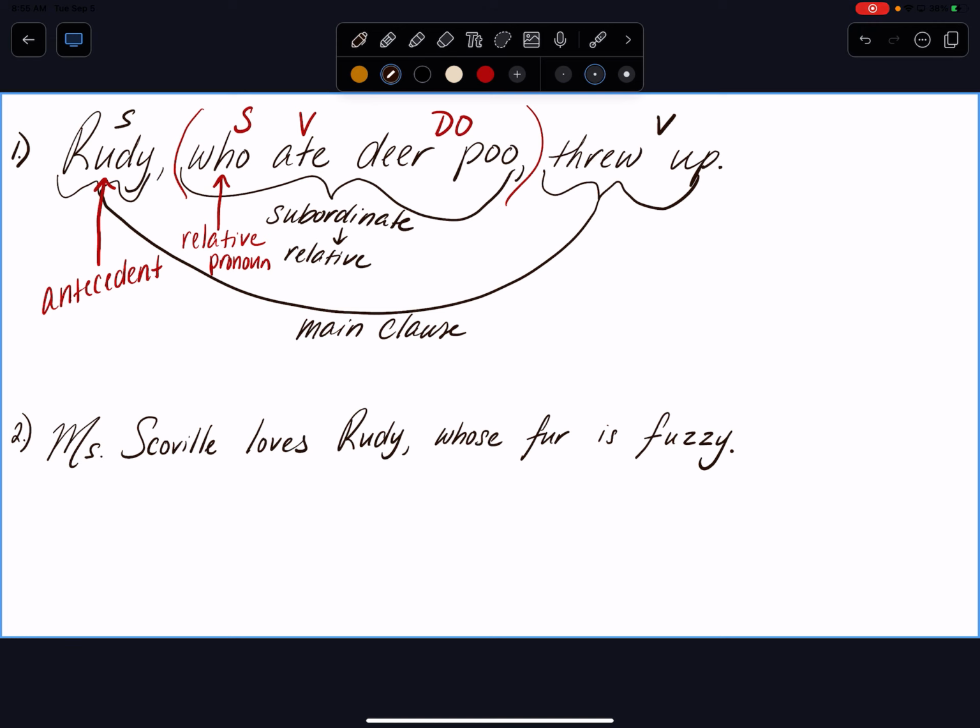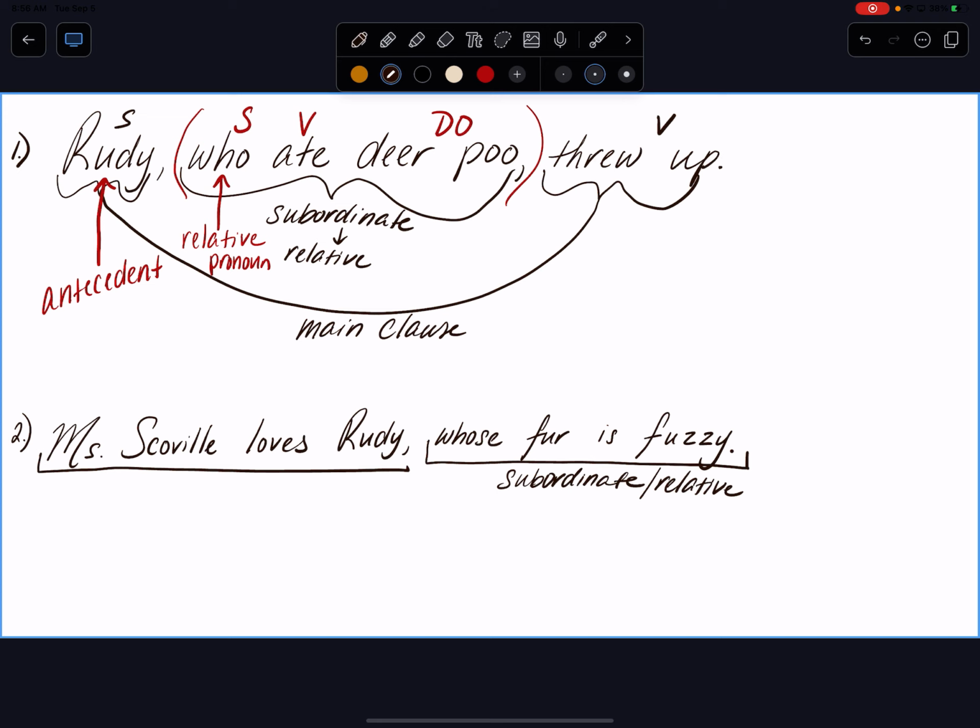Okay. So could I say whose fur is fuzzy? No. So what clause is this? Subordinate. But more specifically, a relative clause, because it's giving us more information about a word in the main clause. Could I just say Miss Scoville loves Rudy? And that makes sense? Yeah. So that's our main clause.